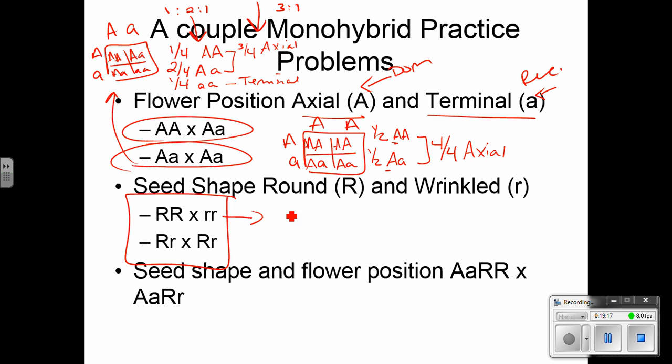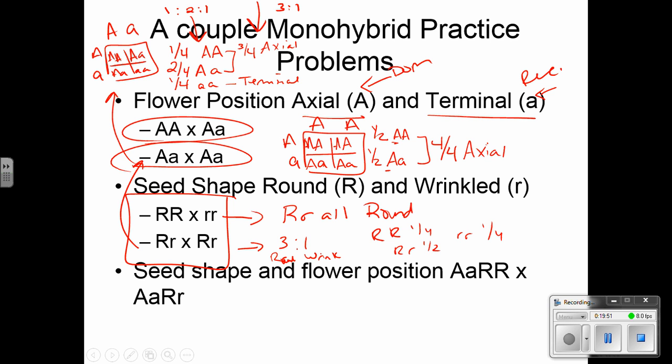Here you should have gotten all round and heterozygous. Here you should have gotten similar to here, that 3:1 ratio. 3 of them are going to be round and 1 of them is going to be wrinkled. Round. And you've got 1/4, 1/2, and 1/4.